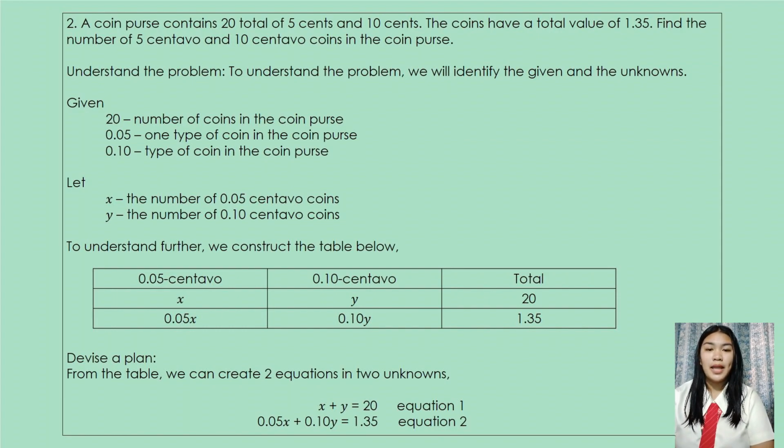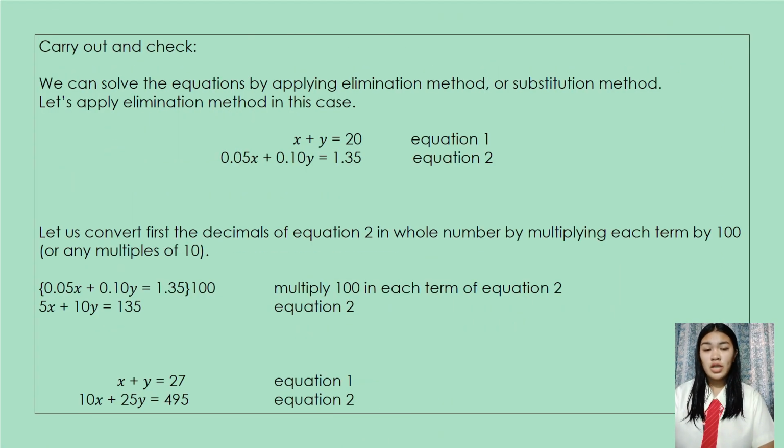So we will devise a plan. From the table, we can create two equations in two unknowns. So our equation 1 will be x plus y is equals to 20, and our equation 2 will be 0.05x plus 0.10y is equals to 1.35. So let us carry out and check. We can solve the equations by applying elimination method or substitution method, just like what we did in example number 1. So we will apply also elimination method in this case.